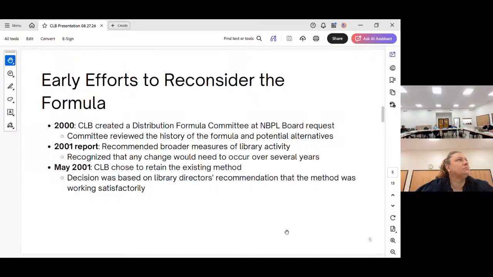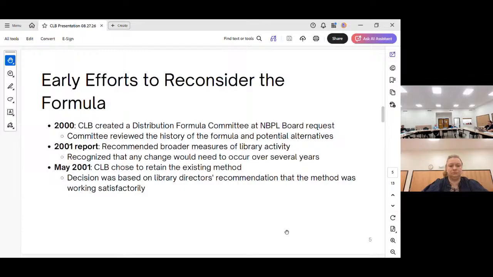So efforts to reconsider the formula started back up around 2000. In 2000, at the request of the North Bend Public Library Board, the CLB created a distribution formula committee. The committee examined and considered possible alternatives. Its 2001 report recommended using broader measures of library activity and recognized that any changes applied would need to occur over several years.